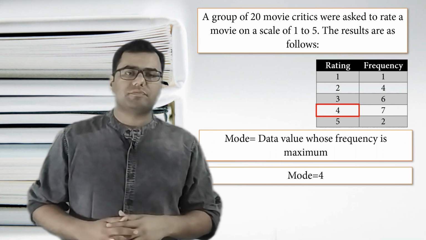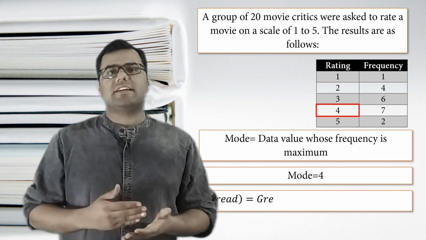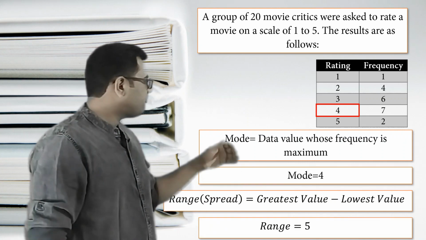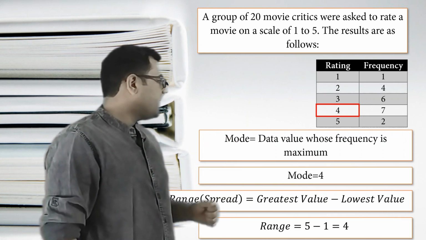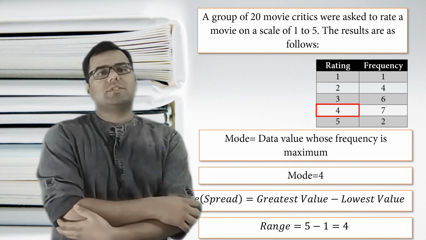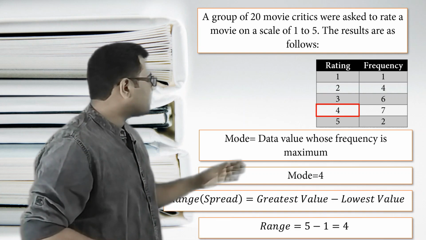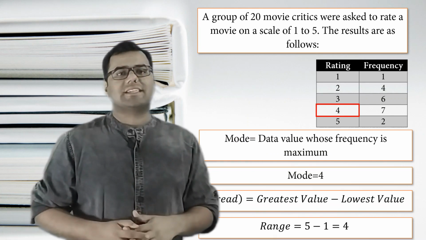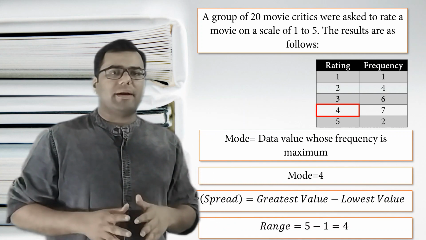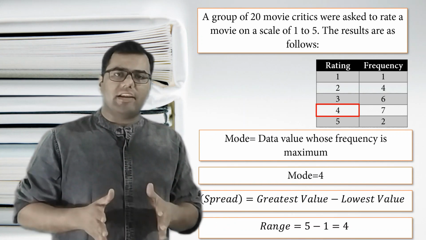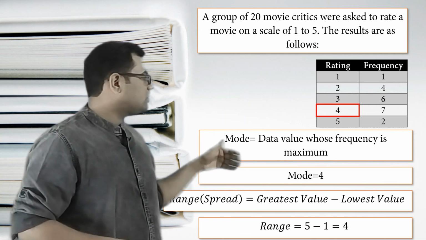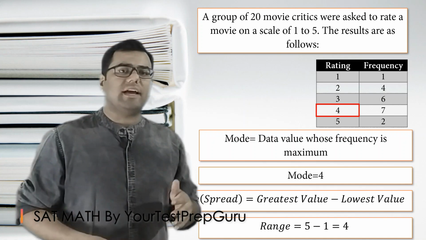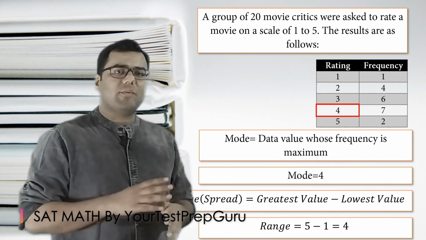Now what is range? Range is a spread. Range is the difference between greatest value and lowest value. That is 5 minus 1 equals 4. Here many students sometimes get confused, since the frequencies are on the right hand side, and they calculate the range as 7 minus 1 equals 6. However, this is not the case. Remember, the different data values of the data set are always 1, 2, 3, 4 and 5. The frequencies are just telling us how repeatedly they are coming in our data set. The frequency is not the data set.